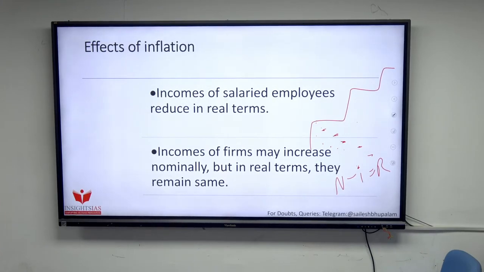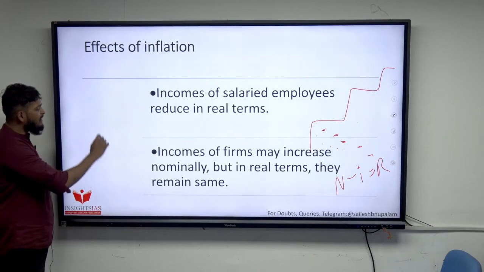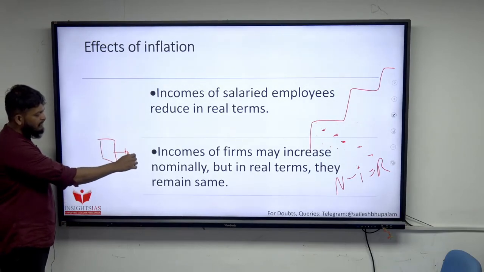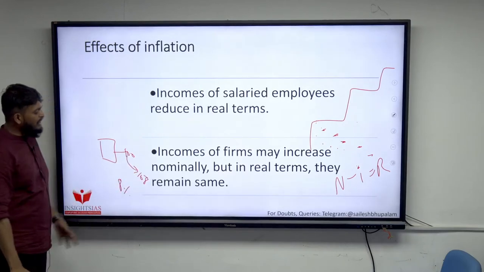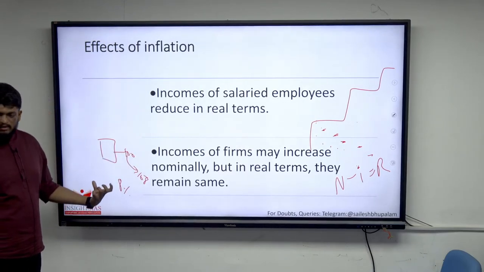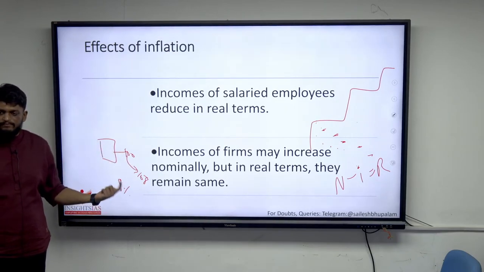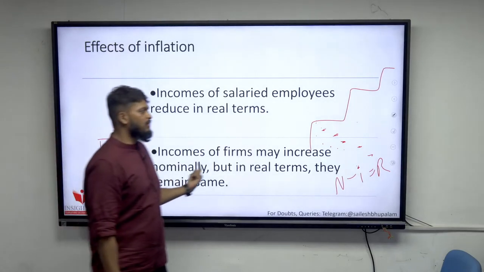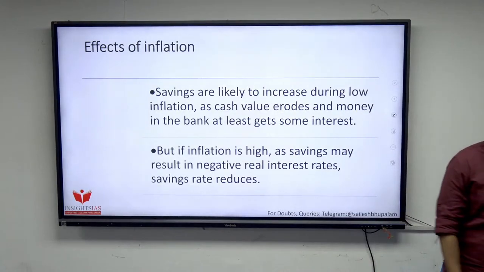But usually the increase in price of the product will be equivalent to inflation only. That means their real income, what has happened to that? It will remain same. So incomes of firms may increase nominally, but in real terms they remain same. Imagine earlier a product was sold at 100. Right now there is 8% inflation. It will now be sold at 108. It will look like suddenly 8 rupees extra is coming in the account book. But how much they are earning, if you see, last year and this year in real terms, it is still same. You understand? So this is the difference between employees and firms, how they will be affected by inflation.